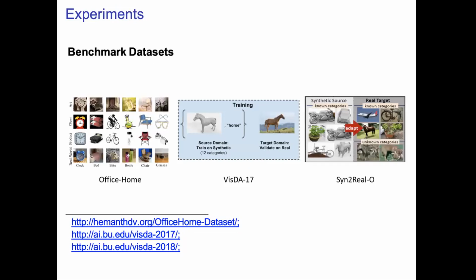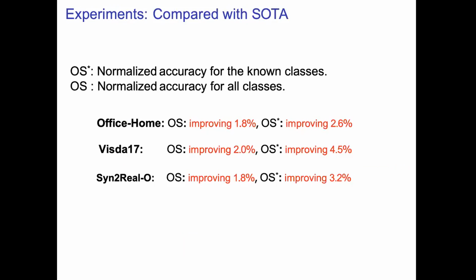We apply our approach on 3 benchmark open set domain adaptation datasets called Office Home, VisDA, and Caltech Office. We report 2 widely used metrics: normalized accuracy for the known classes, OS star, and normalized accuracy for all classes, OS. Our method consistently outperforms the state-of-the-art baselines on 3 benchmark datasets. For Office Home, OS accuracy is improved by 1.8%, and OS star accuracy is improved by 2.6%. Also in VisDA 17 and the challenging Caltech Office datasets, our approach outperforms state-of-the-art by around 2% on OS, and this is without needing to tune any hyperparameters.